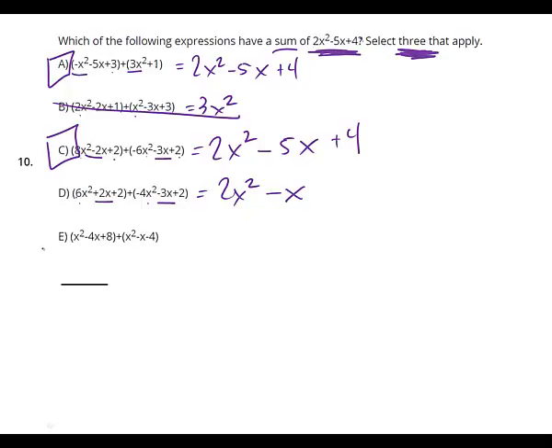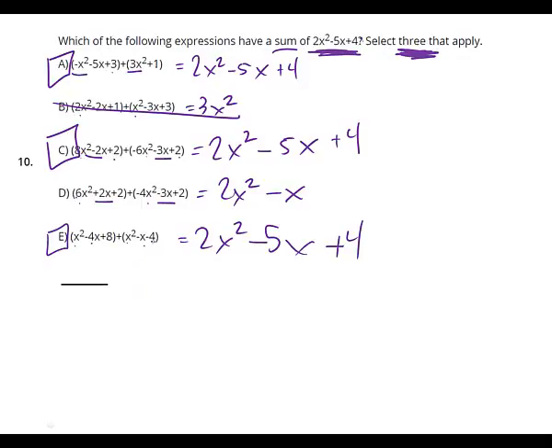Do I really have to do the last one? It should be the answer, right? Because it said 3, but I am going to check it. Okay, so what's x squared plus x squared? 2x squared. Good. Negative 4x and negative x. Negative 5x. And then 8 and negative 4. Positive 4. Did that one work? Yeah. So that was our tricky way of getting you to do 3 problems instead of just 1.